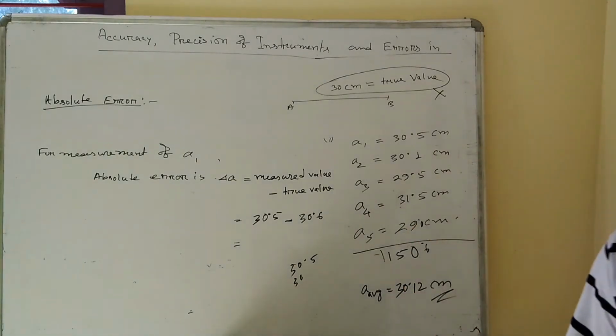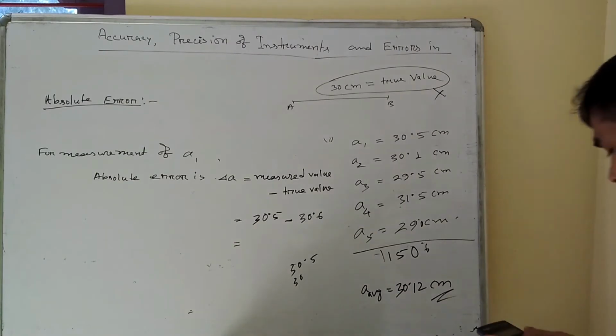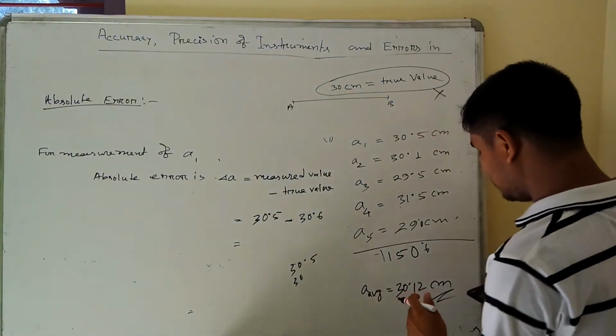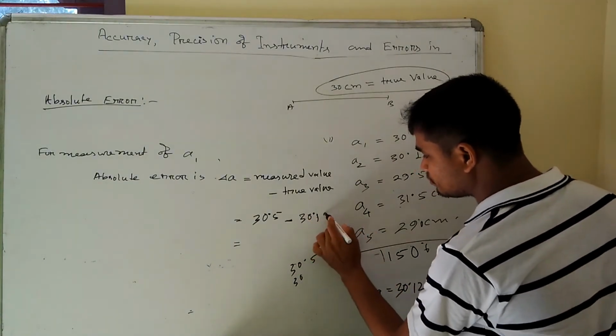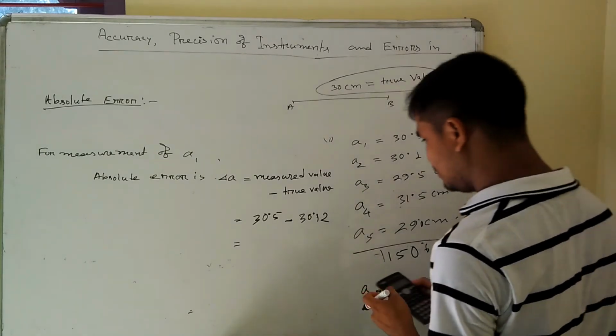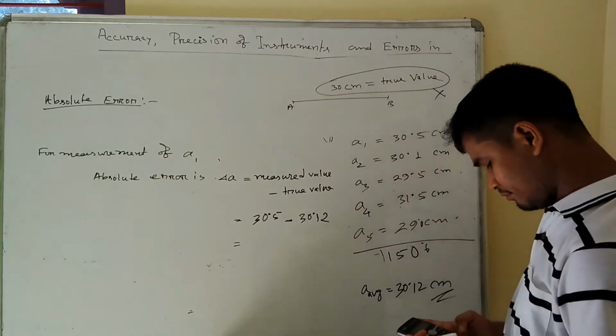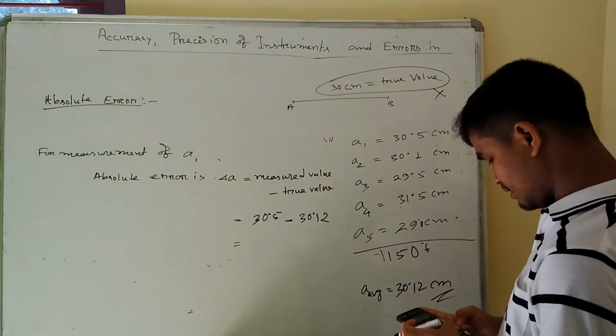Okay, its value is 30 point how much? 12. So the next value is how much? 30.5 minus 30.12.